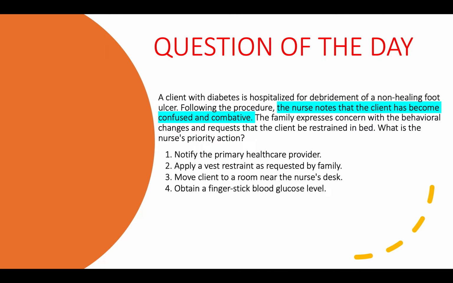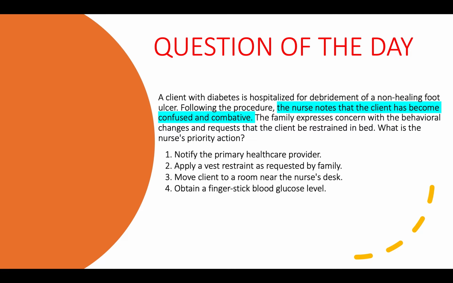Now, number one is definitely not the answer. If you call that healthcare provider and you say, "Oh, my client is confused and combative," he's gonna ask you if you've assessed that patient. So we know that's not right. Number 2, apply a vest restraint as requested by the family. No, we need to find out what is wrong with this patient. We don't just restrain our patients without assessing them, without finding out what is wrong.